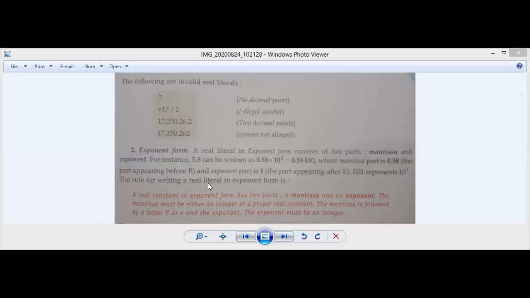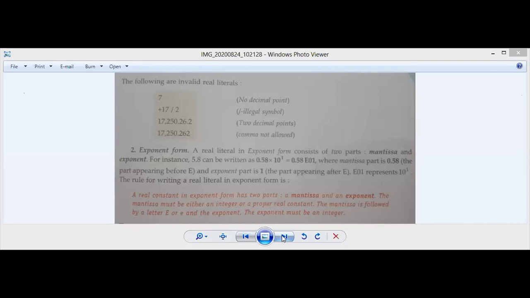The rule for writing a real literal in exponent form is, what is the rule? A real constant in exponent form has two parts: first a mantissa and second an exponent. The mantissa must be either an integer or a proper real constant. The mantissa is followed by a letter E, where E stands for exponent, and the exponent must be an integer.